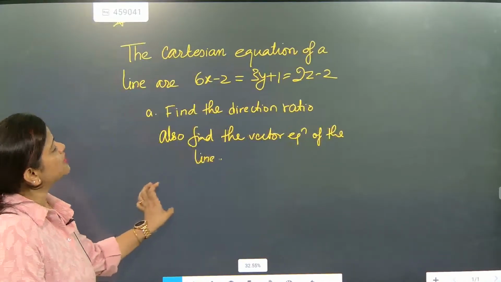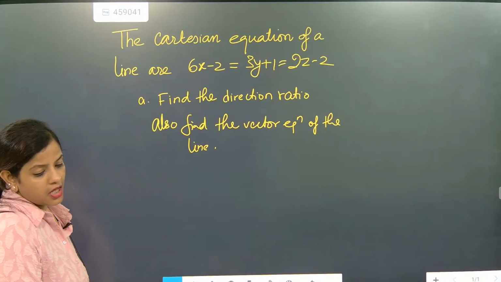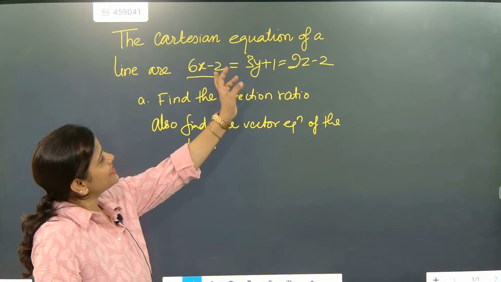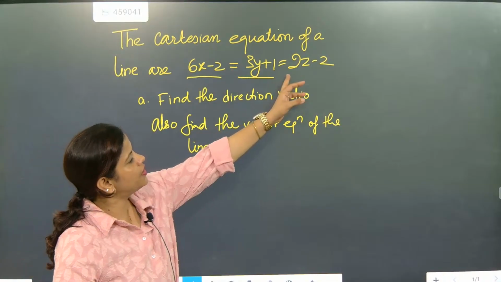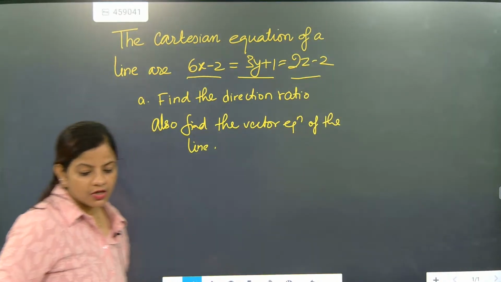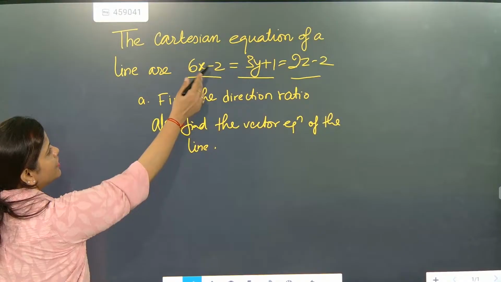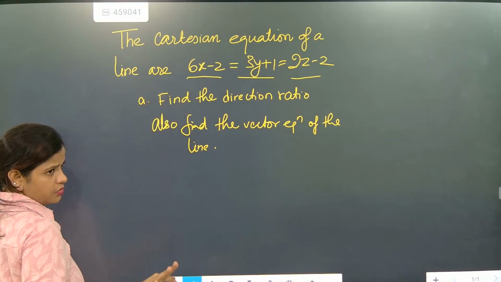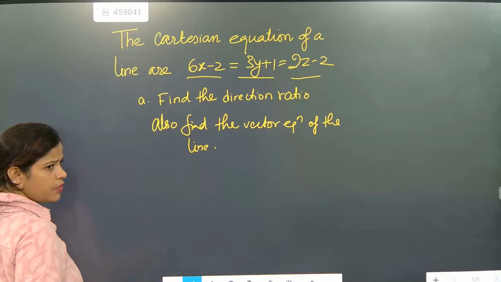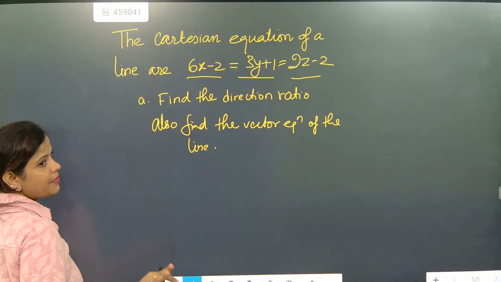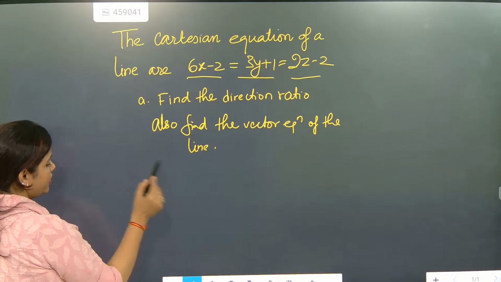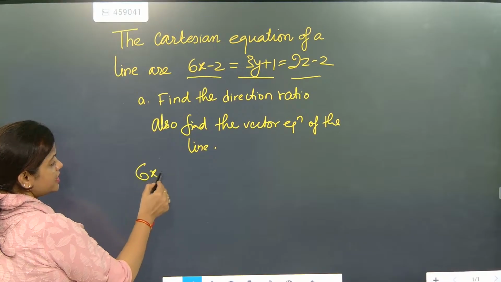So first understand what all things are there. Here it is 6x minus 2, 3y plus 1 and 2z minus 2. So the work we are going to do is divide. We don't need this 6 as a coefficient, so we will divide by 6.